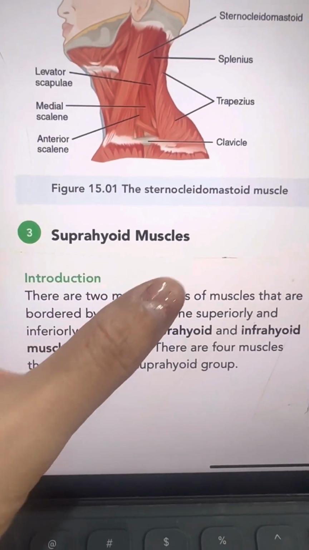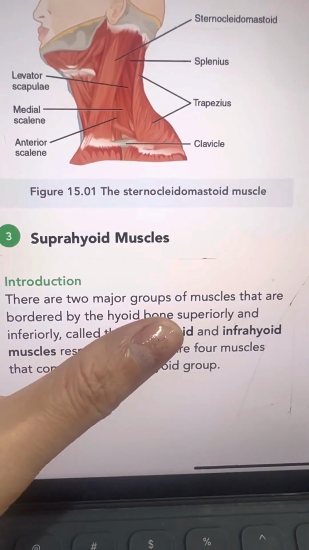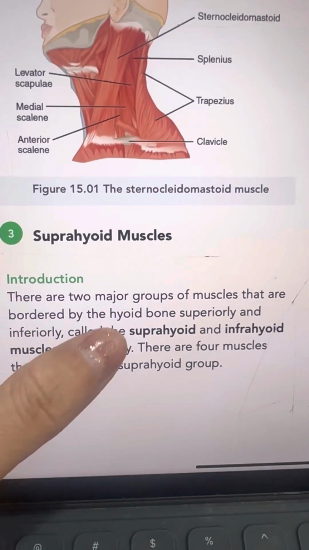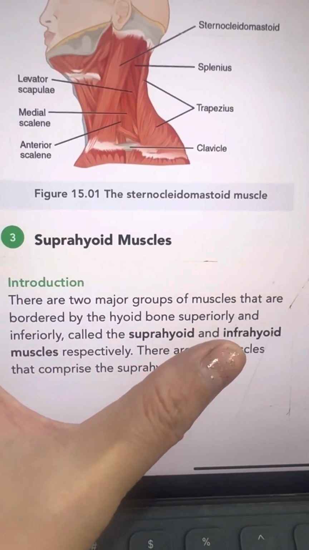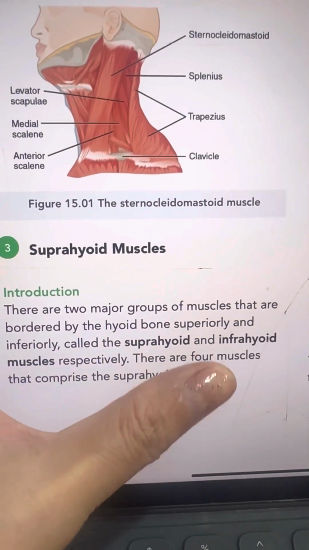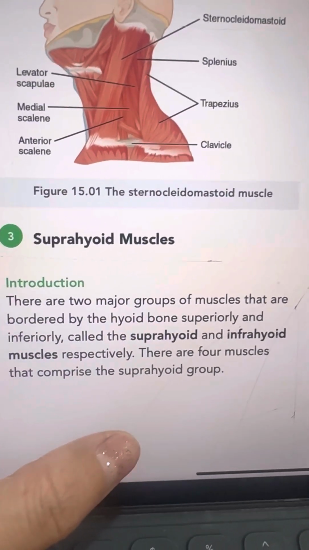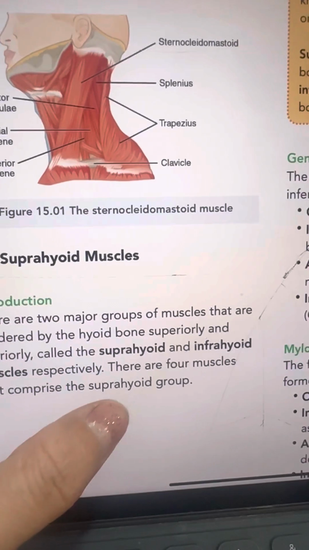Suprahyoid muscles. Introduction. There are two major groups of muscles that are bordered by the hyoid bone superiorly and inferiorly, called the suprahyoid and infrahyoid muscles, respectively. There are four muscles that comprise the suprahyoid group.